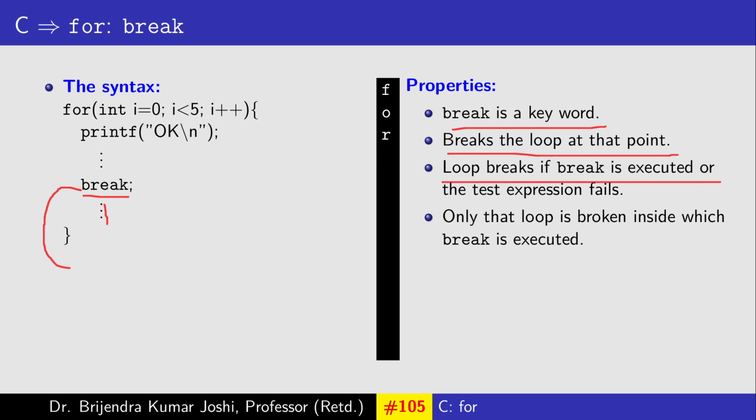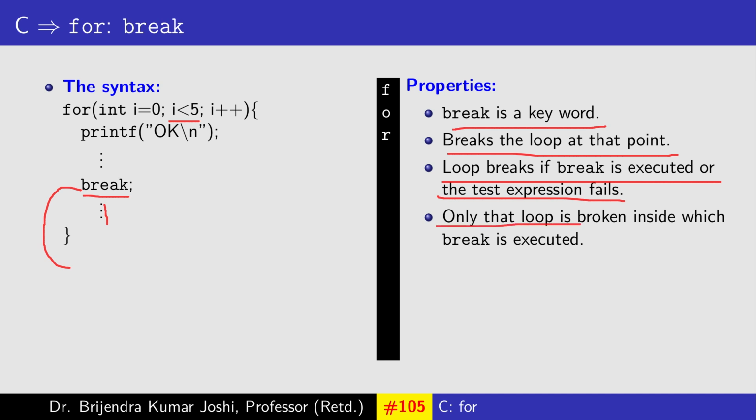The loop breaks if break is executed or the test expression fails. So this for loop would be broken if and only if either of the two conditions is satisfied. If the test expression fails, that is, it evaluates to false, then the loop will not be entered at all. And the loop is broken if break is executed.